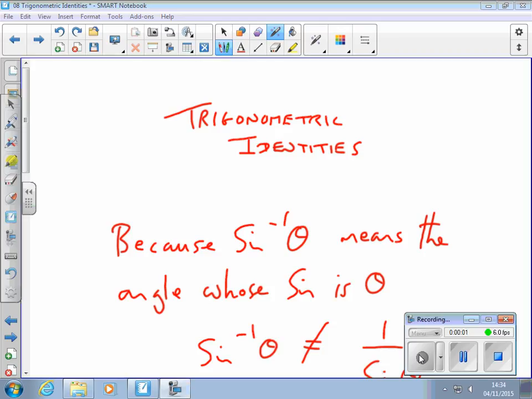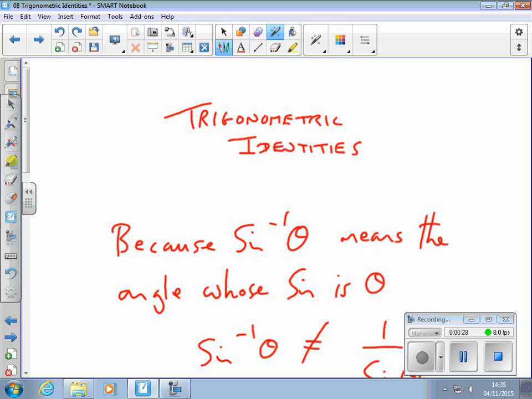So trigonometric identities is the next section we need to look at. It might not be immediately obvious as we look at these things why we're doing it at this stage, but identities for trigonometric functions, as we'll see, come in really handy when you're doing integrations in calculus in particular. So that's why this is covered now.